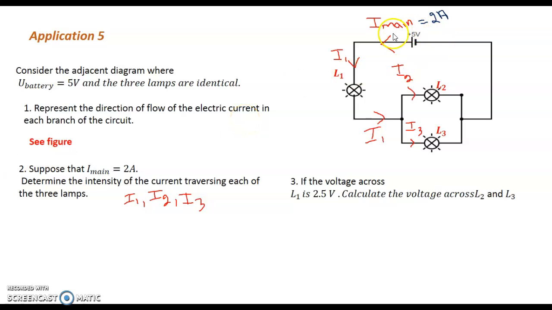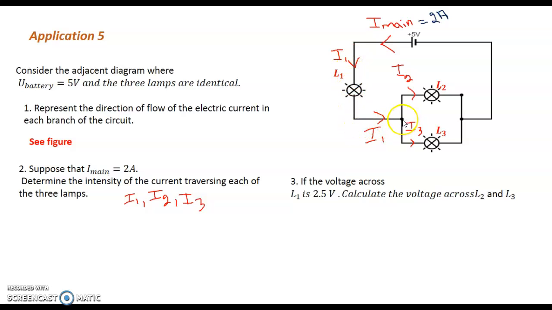See the figure. The main current comes out of the positive terminal of the battery. So you have to show an arrow here and write above it I main. Then it continues its pathway. Now we call it I1. We have to show the direction. It continues its pathway because there is no other path.